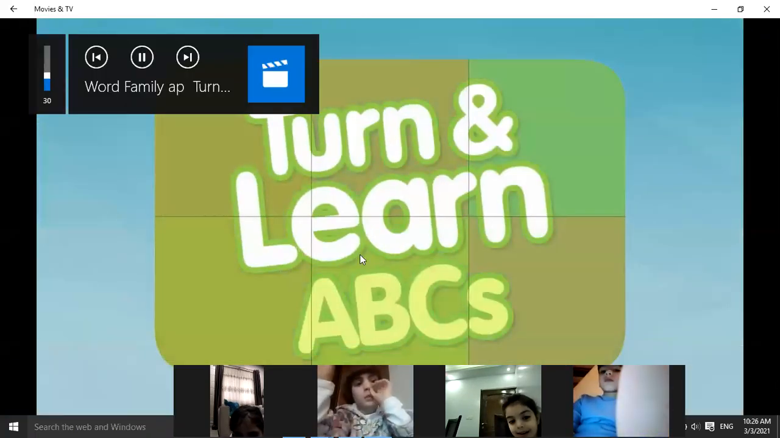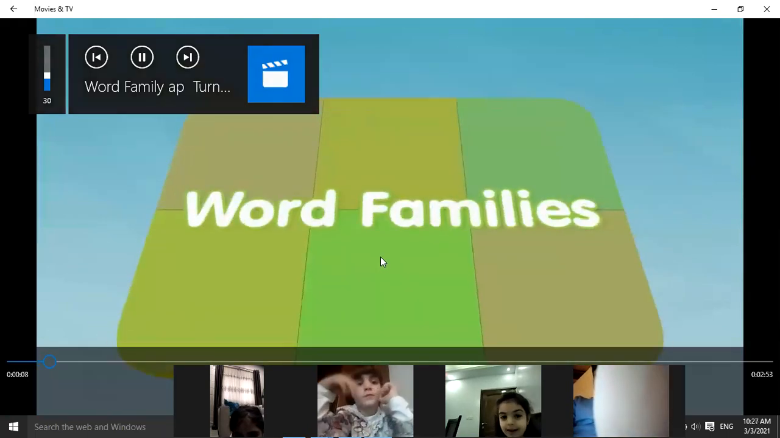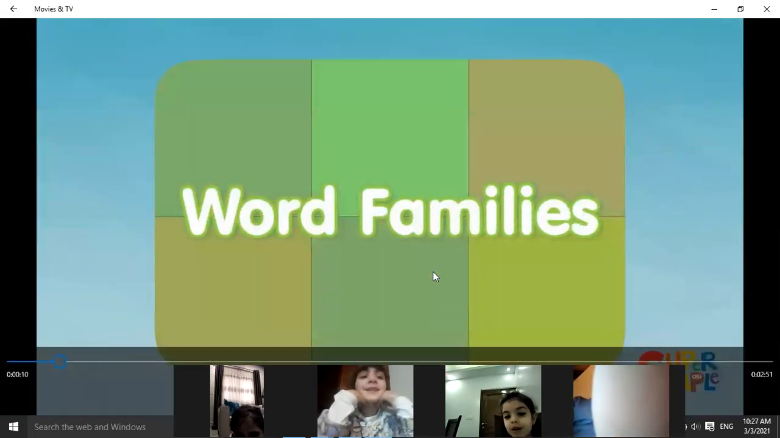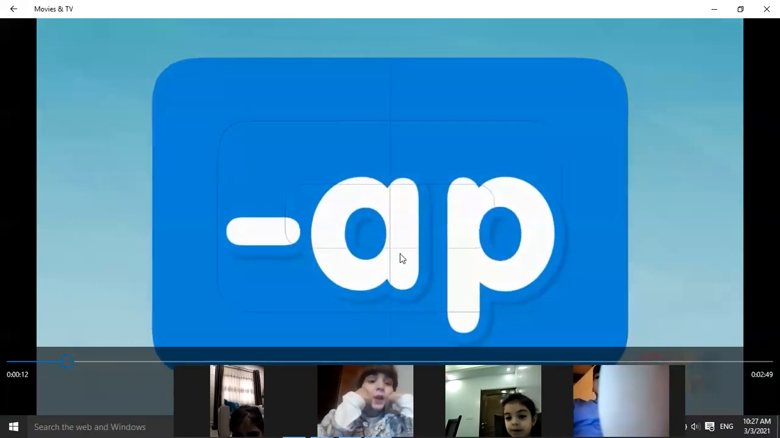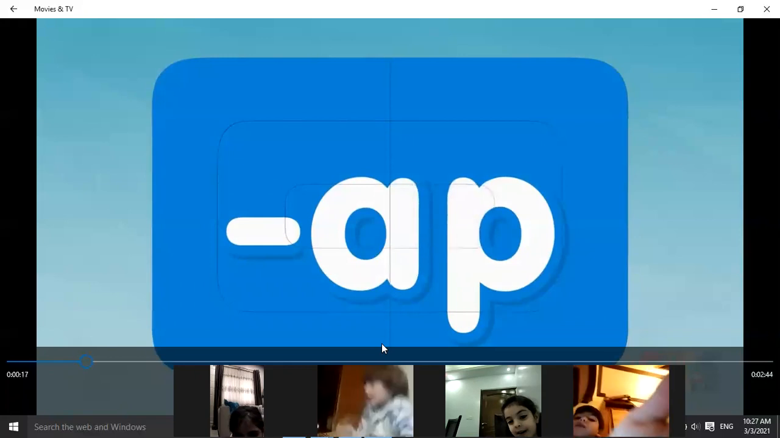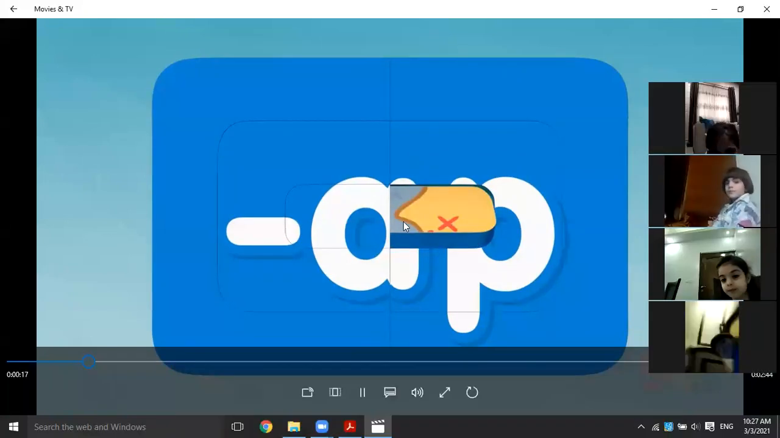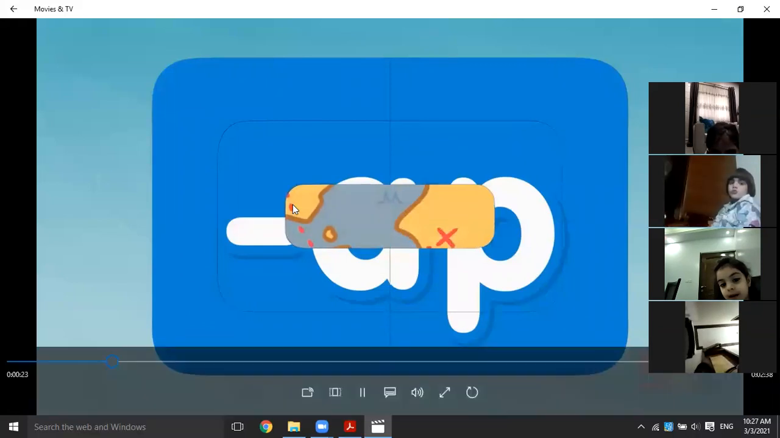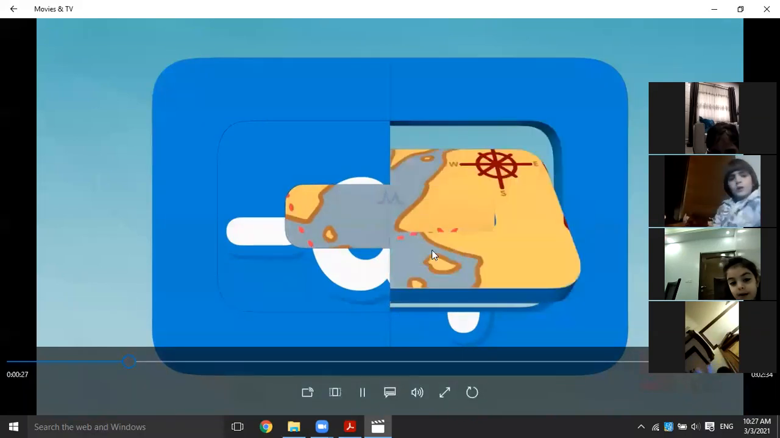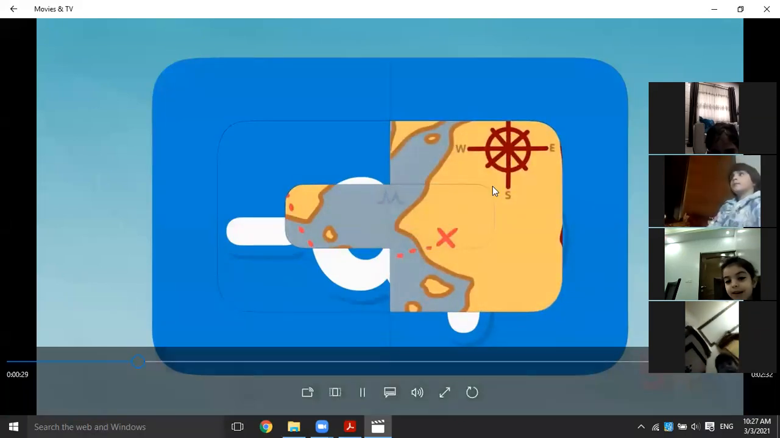Turn and learn ABCs. Word families. App. Let's get started. It's a game. I see an X. I can see a red dot. Oh, that looks like a compass.